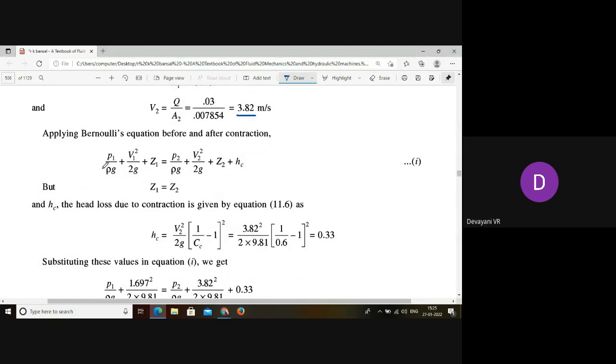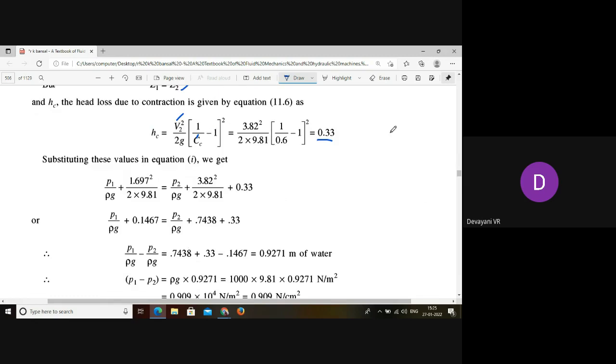Applying Bernoulli's equation, we get P1 by rho g plus V1 square by 2g plus Z1 equals P2 by rho g plus V2 square by 2g plus Z2 plus Hc. For a horizontal pipe, Z1 equals Z2, so we can cancel them. We know that Hc is V2 square by 2g into (1 by Cc minus 1) whole square. We know the velocity at section 2 and the value of Cc, given in the problem, so we can substitute and calculate the head loss due to contraction, which is 0.33.